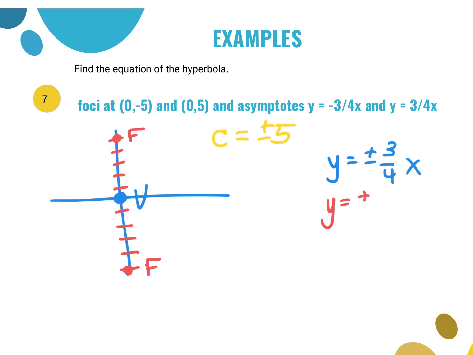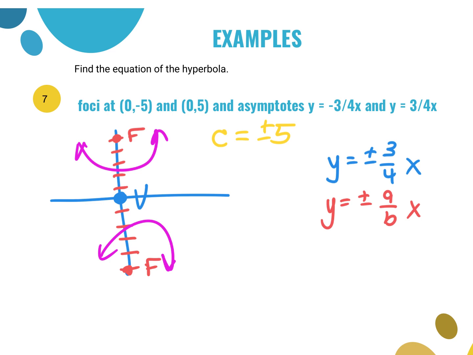Y equals plus or minus a over b times x, right? Because it's vertical. How do you know it's vertical? Where are your foci? Are they on the y or the x? So you know it's opening upwards and downwards. You don't necessarily have to know where, but you know it's opening that way.